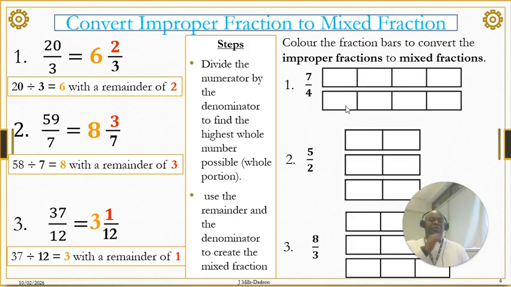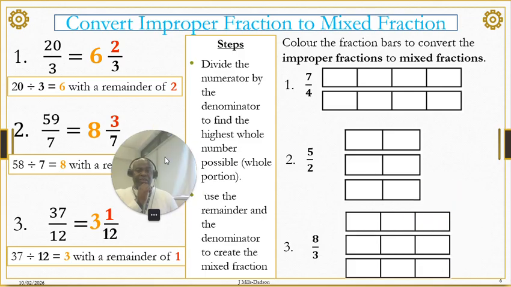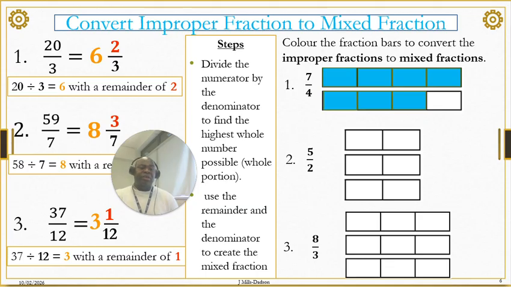Okay. Now, can you shade 7 over 4? That means shade 7 out of 4. Let's see. 1, 2, 3, 4, 5, 6, 7. So you can see that I've shaded 7 parts. And if I really want to count that and change it, it represents 1 whole and 3/4. So that's 1 full bar and 3/4 of a bar.